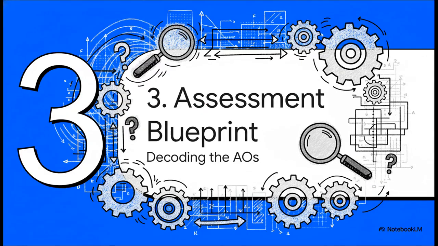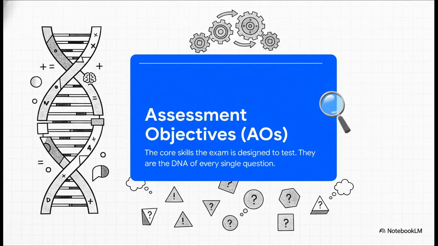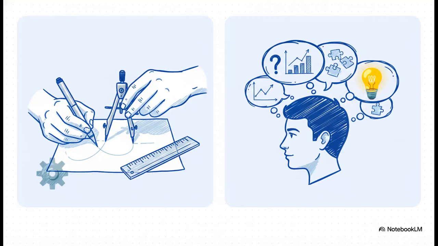Okay, so how do we make that critical decision with real confidence? Well, we have to go deeper than just looking at the topics. We need to actually decode the assessment blueprint itself. And that brings us to these things called assessment objectives, or AOs. You should think of these as the DNA of the exam. They aren't about what content is being tested, but how it's being tested. Every single question in that exam paper is built to assess one of these core skills. And there are really two main ones to focus on.